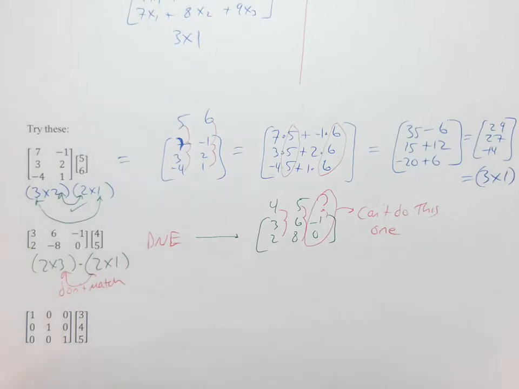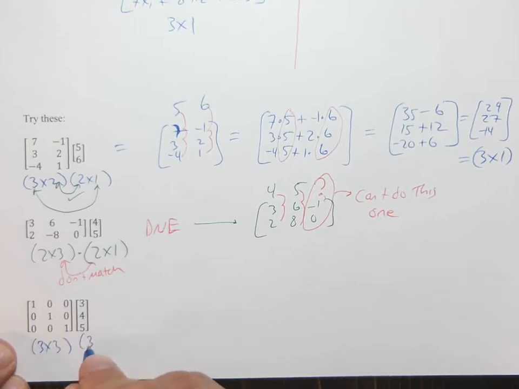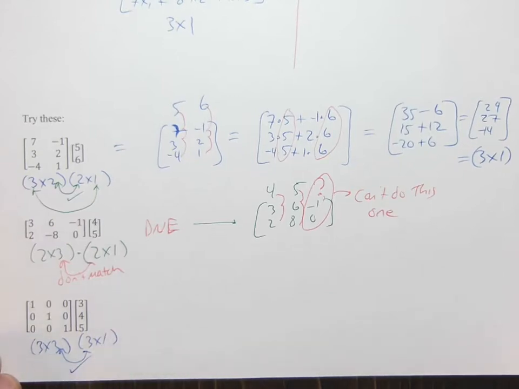Okay, on the final one, this is going to lead into the info on the next page, but what we have here is a 3 by 3. We're multiplying a 3 by 1. These inner dimensions match, and so we're allowed to do it, and the answer should be a 3 by 1.